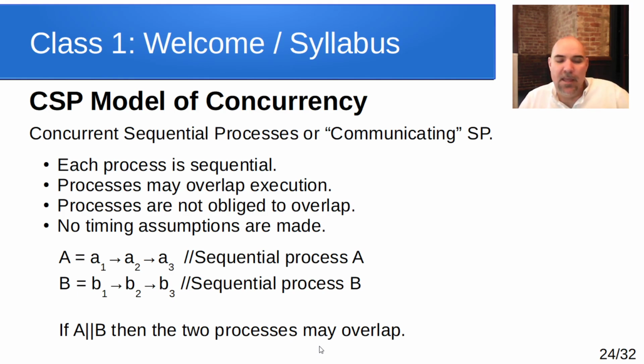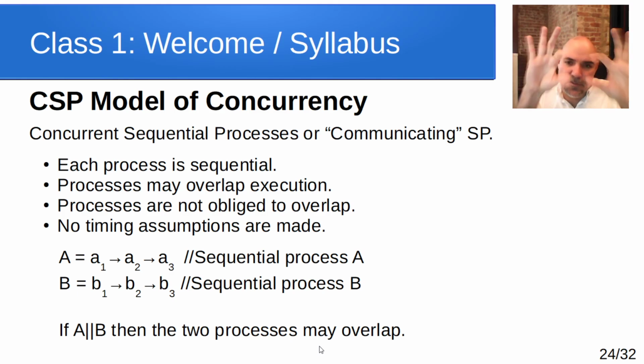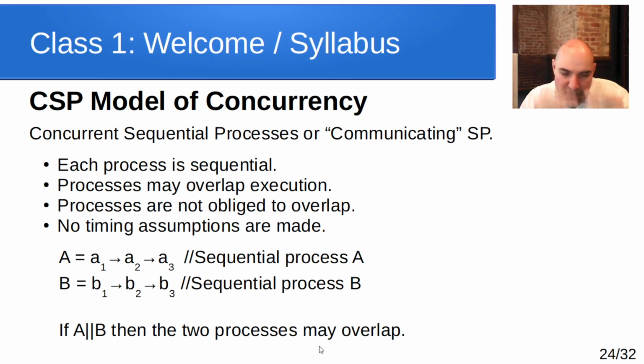So if we have A concurrent with B, each A is sequential, B is sequential, they're allowed to overlap each other. But we're not going to make assumptions on the timing that they're both going to start at the same time and finish at the same time. It might be A starts and finishes before B does anything. It might be that B starts and finishes before A does anything. It might be A starts and then pauses for a while, and then B runs and finishes, and then A resumes and continues on. We're not making any assumptions whatsoever that they're running at the same time or finishing at the same time.